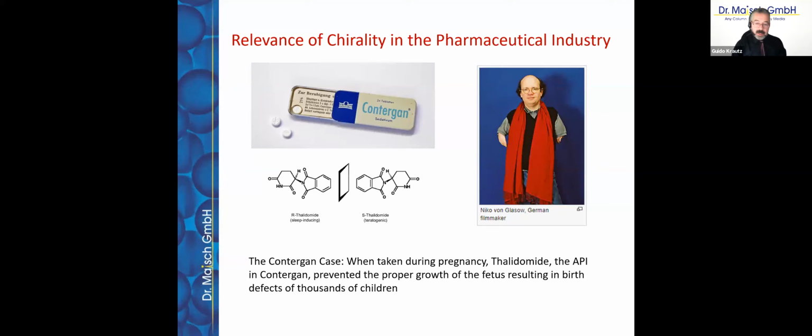And when taken during pregnancy, thalidomide prevented the proper growth of the fetus, resulting in birth defects of thousands of children. So this was a big tragedy. So where the R enantiomer is indeed the sleep-inducing API, the other enantiomer, the S enantiomer, is teratogenic, which caused this terrible side effect. So this and other cases enforced regulations in the pharmaceutical industry to control the chirality of the APIs.